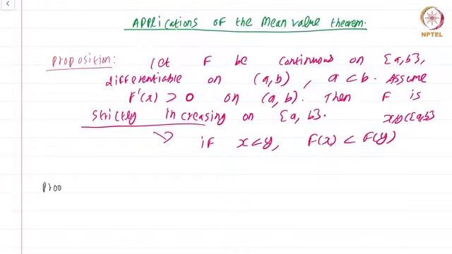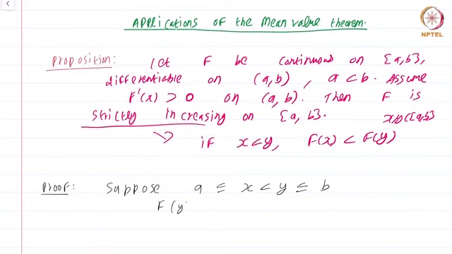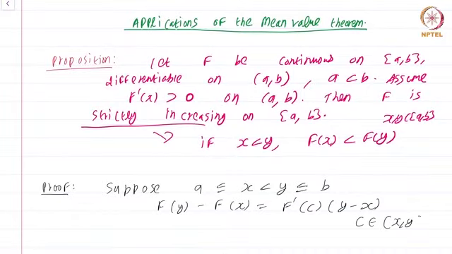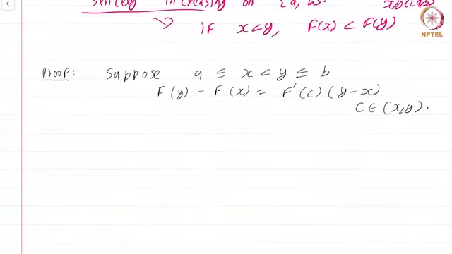Proof. Well, the statement is long and the proof is, I think, maybe even shorter. So suppose a less than or equal to x, less than y, less than or equal to b. Choose some x, y in the closed interval [a, b]. Then f of y minus f of x is equal to f prime of c into y minus x, where this c is coming from open interval (x, y). Right? This is just what the mean value theorem says.